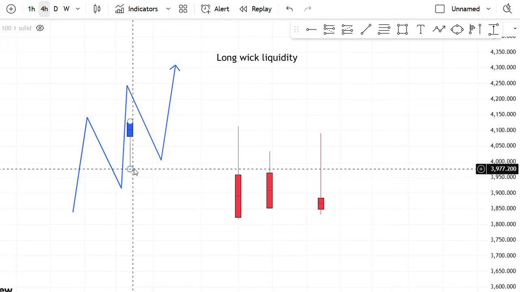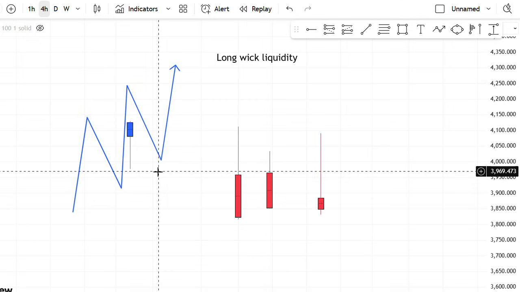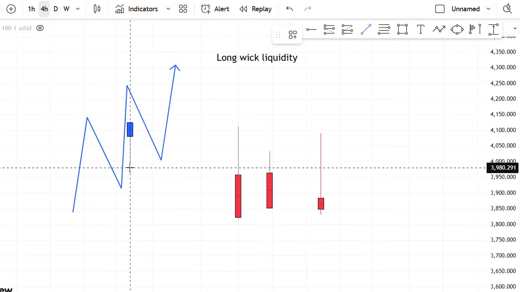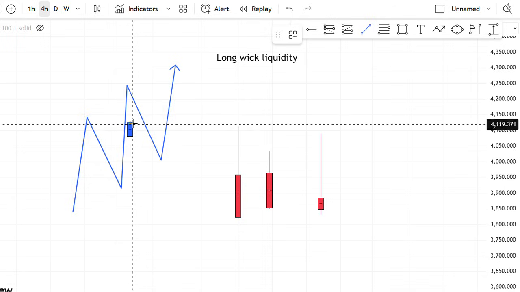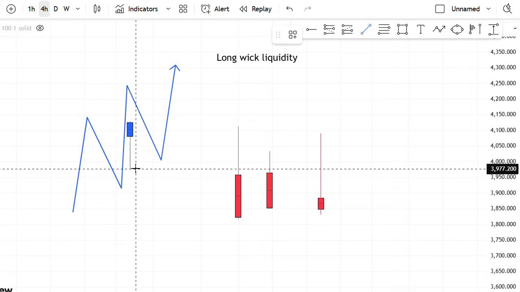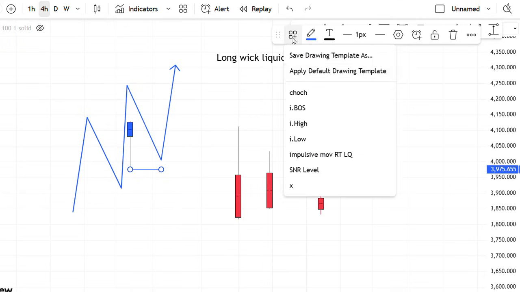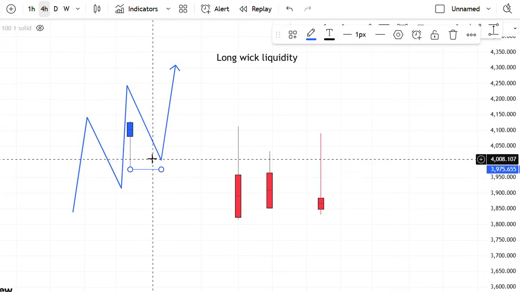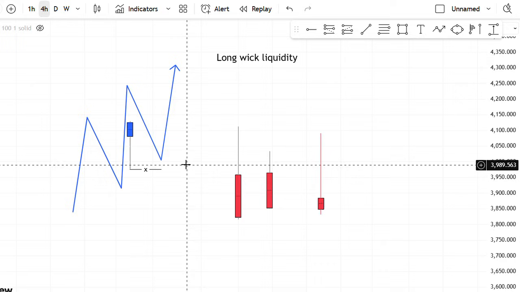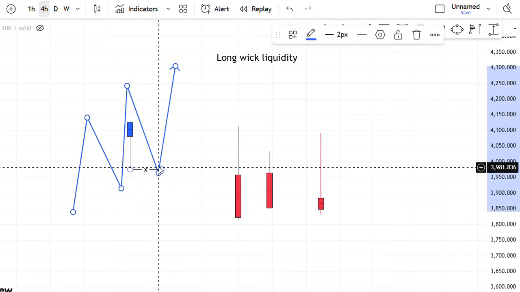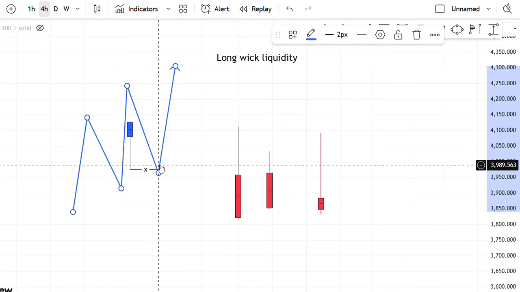In this example, this market is going up. If I want to take a continuous buy in this case, I'll use it. Then I see a rejection like this, a long wick liquidity like this. I'll take here as my inducement, which is the liquidity, and wait for the market to come, sweep it, and close above it for confirmation.